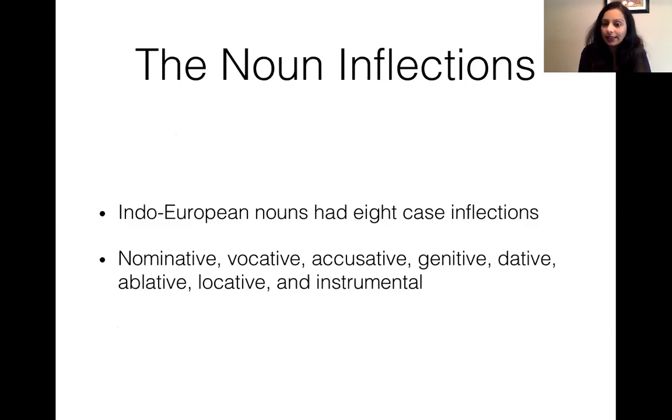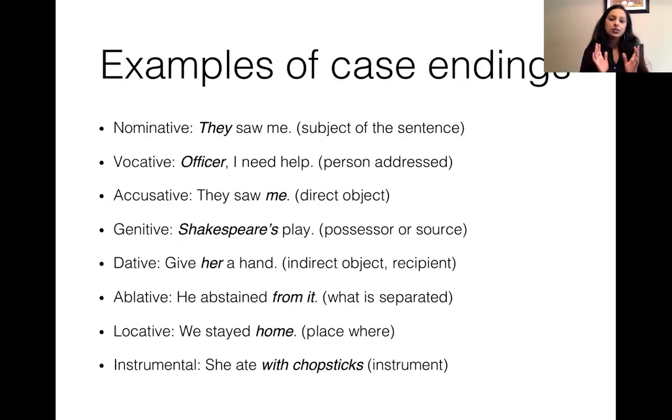Now, when you look at the nominal category of Indo-European, you can see that nominal inflections are eight. There are eight case inflections. These are nominative, vocative, accusative, genitive, dative, ablative, locative, and instrumental case. I will walk you through each of these. Here's an example of each of these case endings.